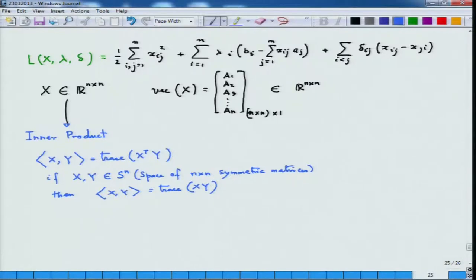Now, it is very important, how do I express this thing? This part, of course, is nothing but half the inner product of x with x. So, I am writing every term in terms of the matrix. Now how do I translate the second part? It is written as lambda times b minus x a, right? And this means lambda b minus lambda times x a.